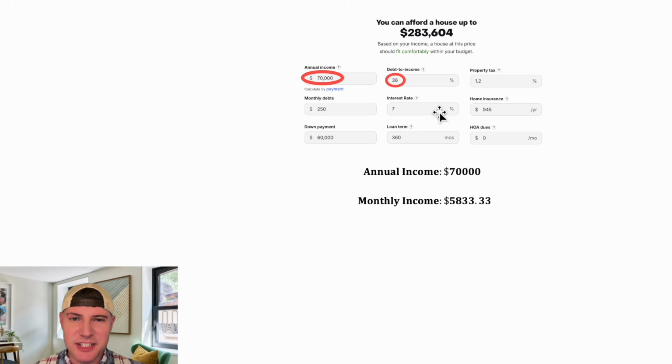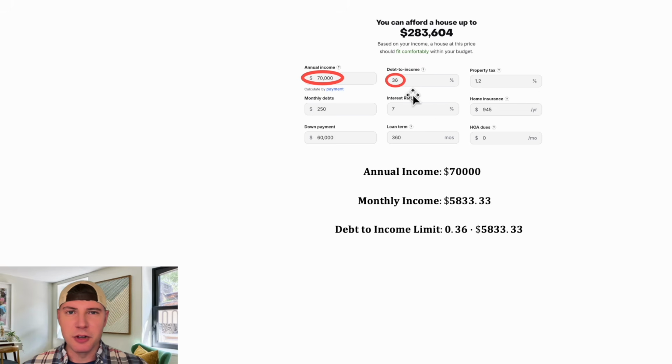That's going to be 36%. So then we end up multiplying 36%, which is 0.36, times the monthly income, which is $5,833.33. 0.36 times 5,833.33 is exactly 2,100. That's nice. So now we have our debt to income limit.